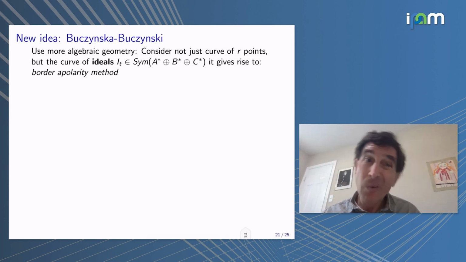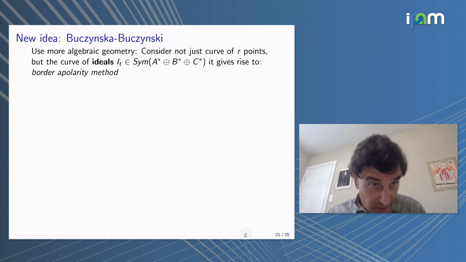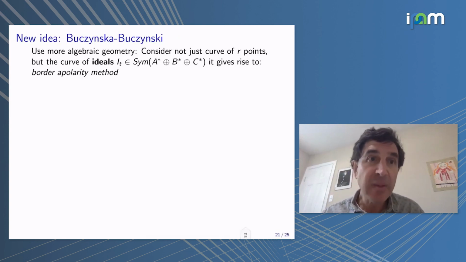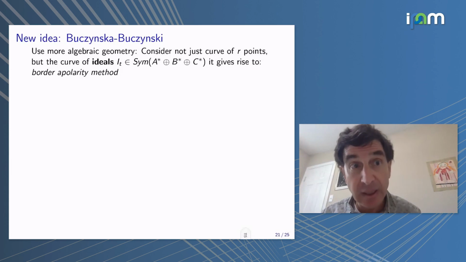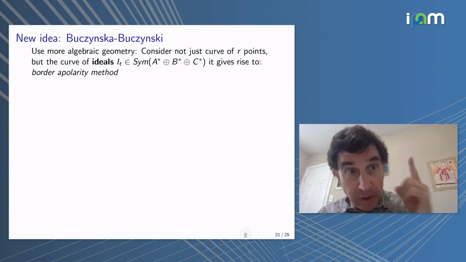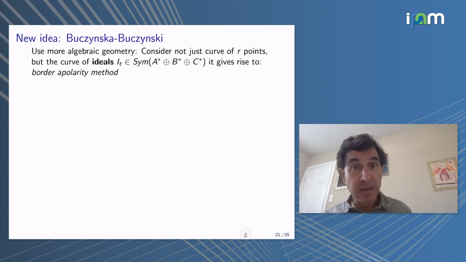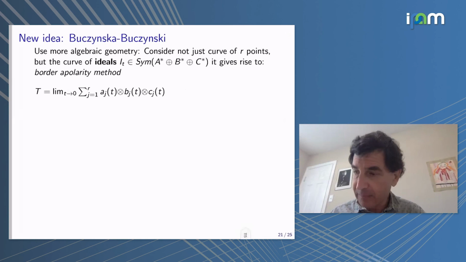And now you may say, well, what do you mean by limiting ideal? You need to have some compact space that you take limits in. And fortunately, there's this sophisticated object called the Haiman-Sturmfels multigraded Hilbert scheme, which is a variant of the Hilbert scheme that was defined by Grothendieck, that allows you exactly to take limits. You can think of this multigraded Hilbert scheme as living in some product of, importantly, a finite number of Grassmannians. And so that's what they do. And it gave rise to something called the border apolarity method.